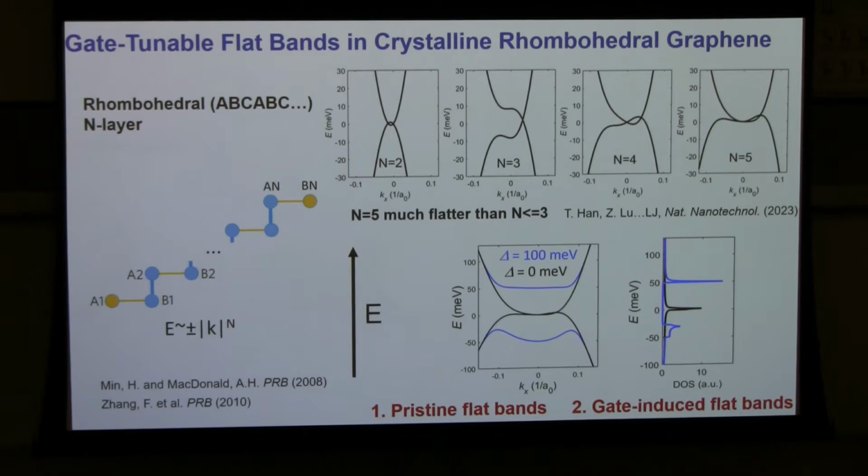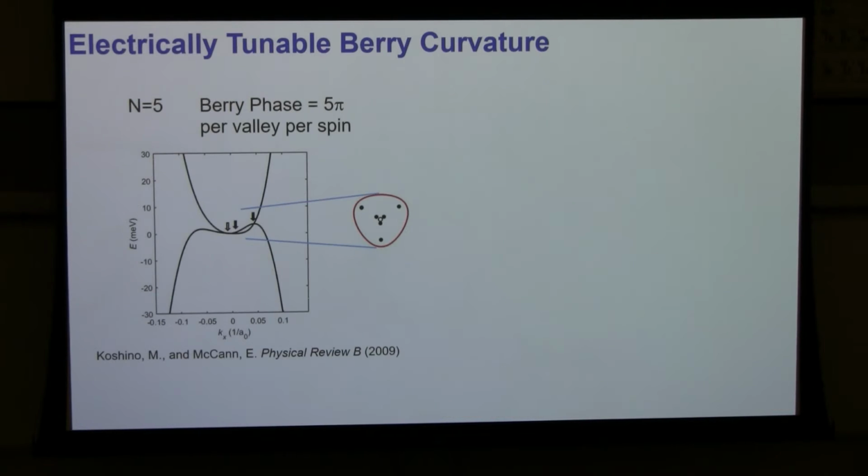So I hope this convinces you that if you manage to stabilize this stacking order, you will have a chance to get flat band. Well, the other ingredient that we sort of need is topology. And rhombohedral graphene is also a good place to look for topology because the band crossing points, the Dirac points, are kind of topological objects.